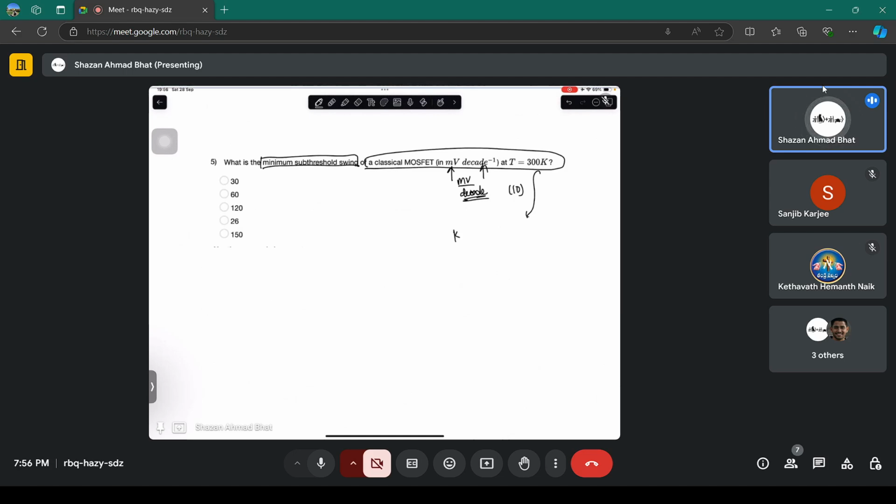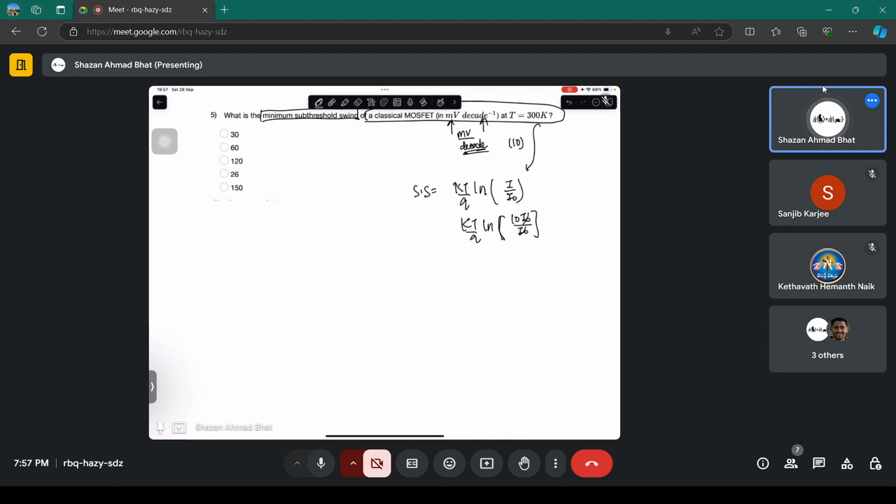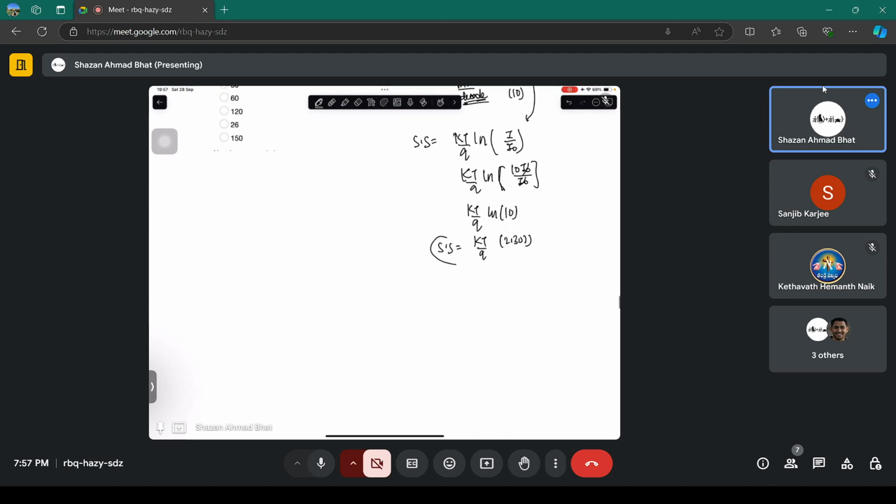You will get subthreshold swing equal to kT by q ln of 10. Why does ln of 10 come? It comes from ln of I by I naught. The kT by q remains the same, and this becomes 10 times I naught by I naught, so you can write it as kT by q ln of 10, where ln of 10 is 2.303. If you solve this, you get the subthreshold swing. And when you compute this, you get 60 millivolts per decade.